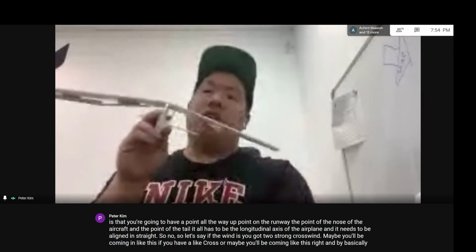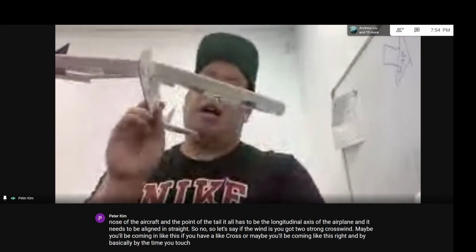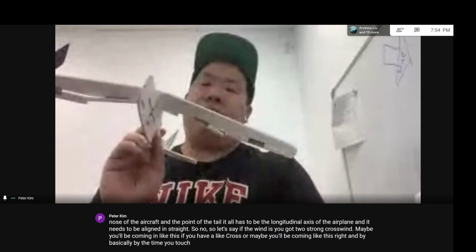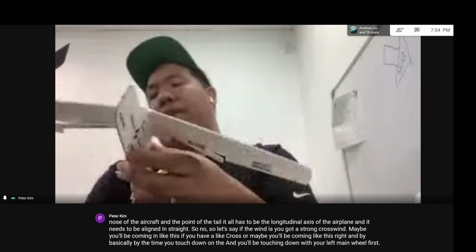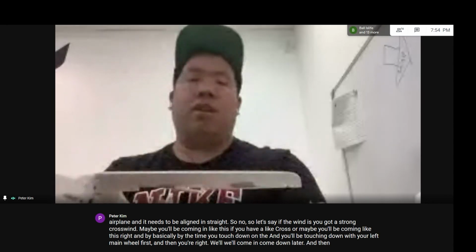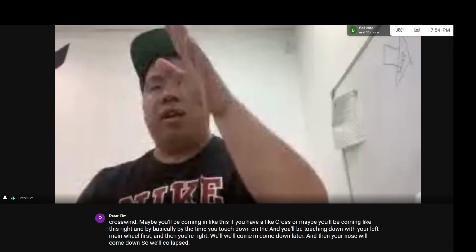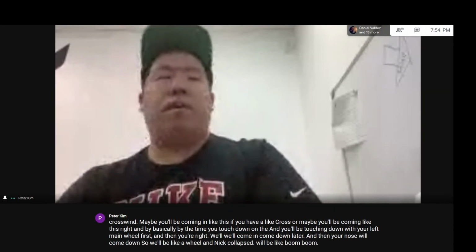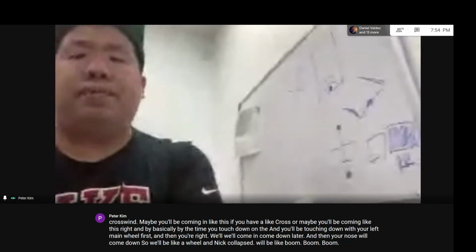And by the time you touch down on the ground, you'll be touching down with your left main wheel first, and then your right wheel will come down later, and then your nose wheel will come down last. So it'll be like a wheelie landing. It'll be like boom, boom, boom. Okay? Any questions on that?